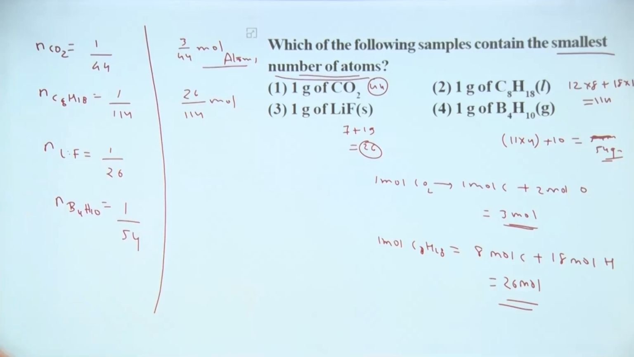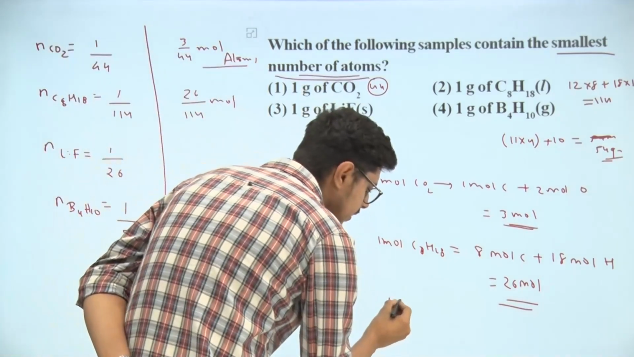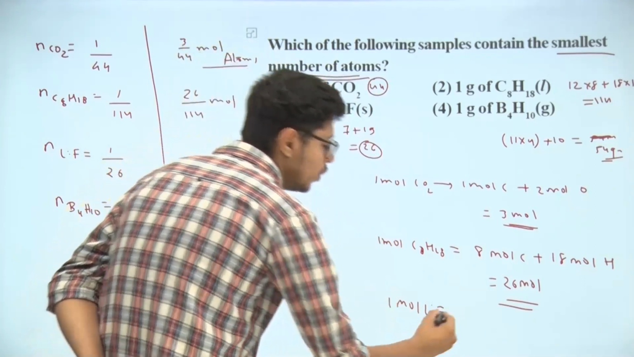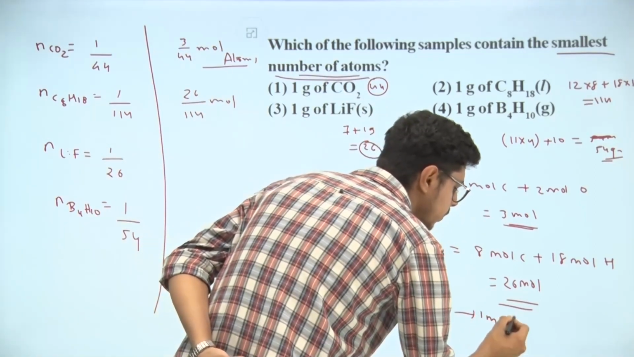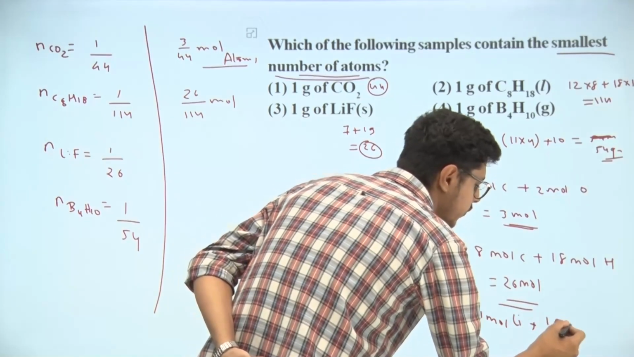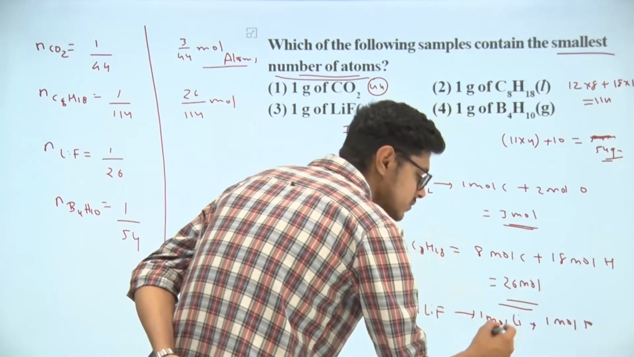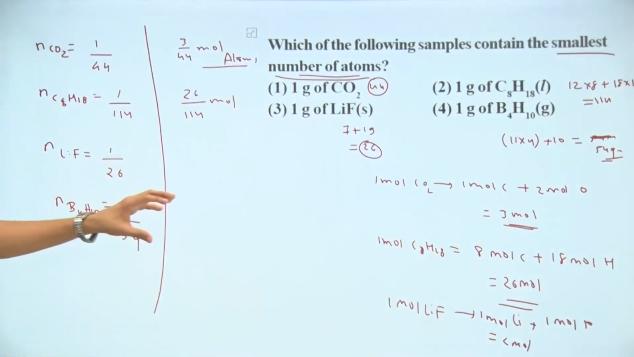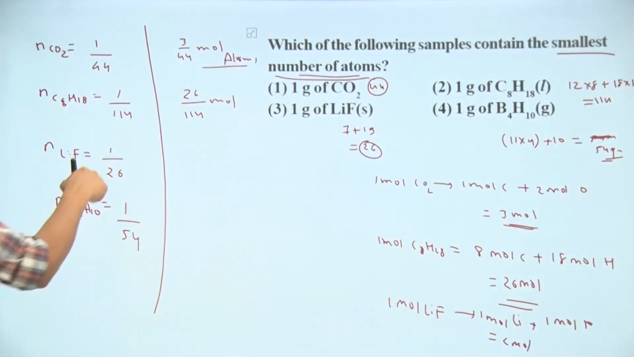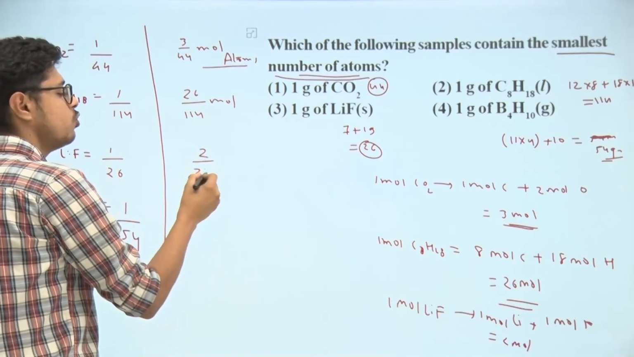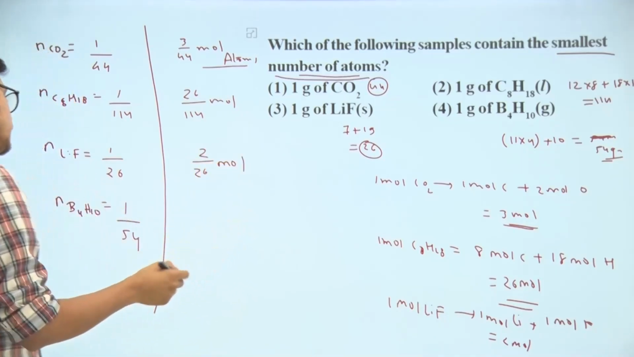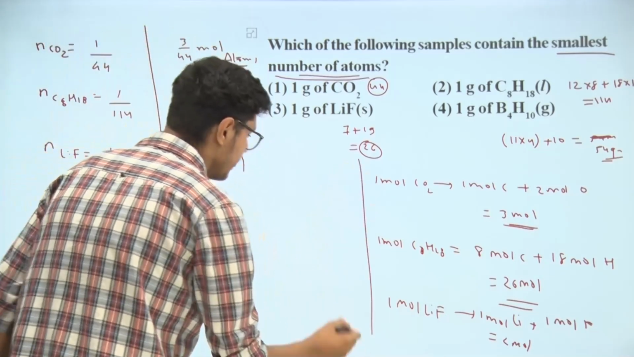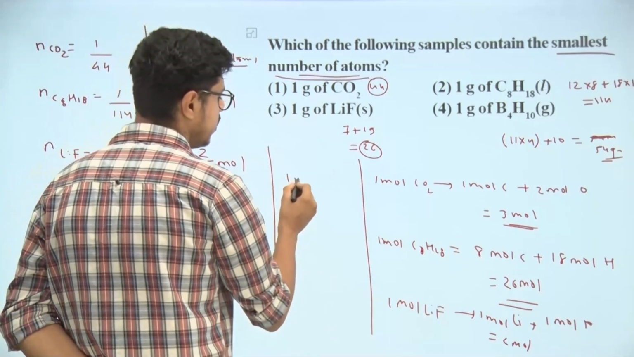Now in LiF, if I take 1 mole of lithium fluoride LiF, here we have 1 mole of lithium plus 1 mole of fluorine atoms. So the total number of moles will be 2 moles. So in 1 mole of LiF we have 2 moles of atoms. So here we have 2 by 26 moles of atoms.